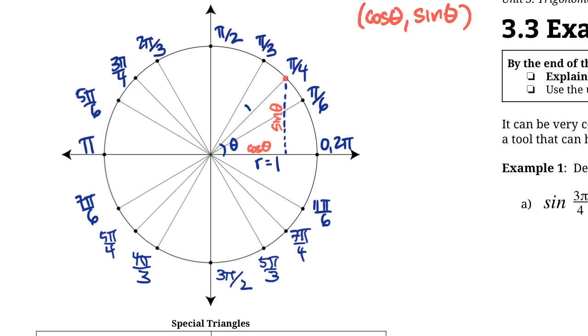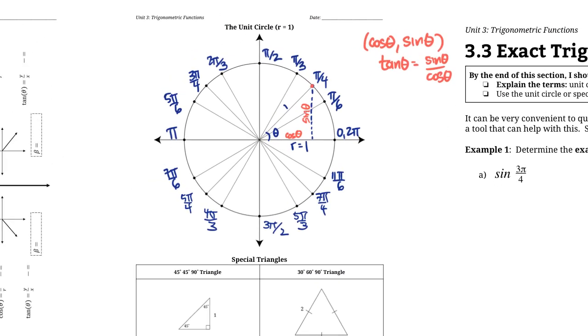If tan's not included there, to include tan, we know one of the identities for tan is that it's just equal to sine over cosine. So we can use this as a bit of a key to find any of these critical values around the circle. And we do that with our special triangles.